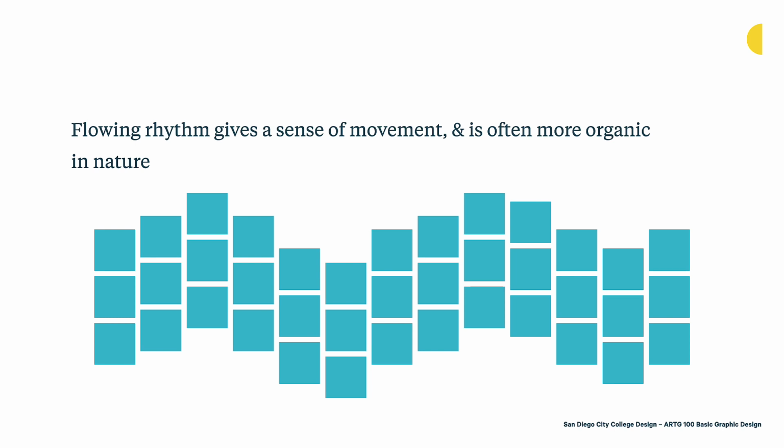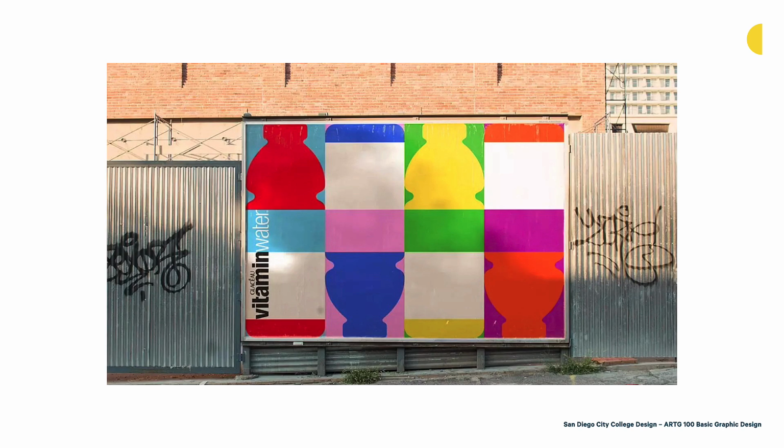A flowing rhythm gives a sense of movement and is often more organic in nature. So here we've taken those same planes or squares and we've sort of moved them to create this sense of a flowing rhythm. It sort of undulates and goes up and down in a way that creates a more organic feeling. And sometimes that can be a useful rhythm to use in your design.